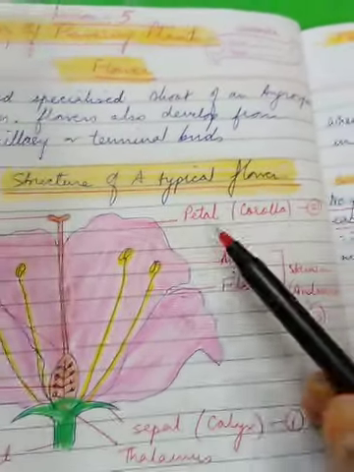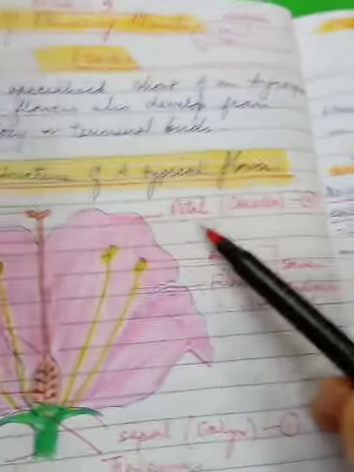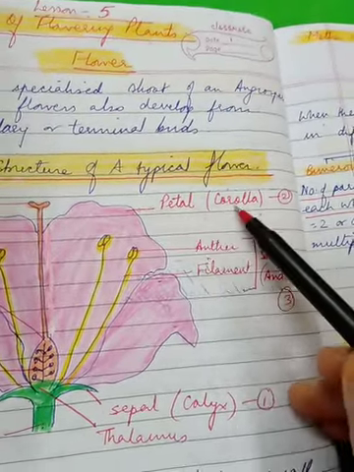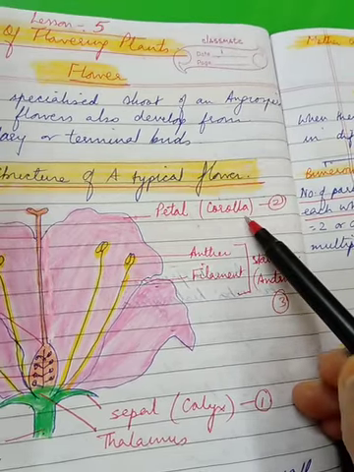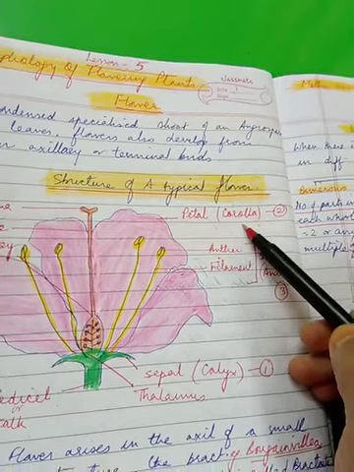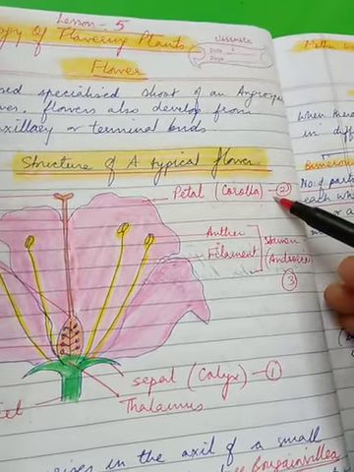Moving on to the second floral whorl is the colored part of the flower, and this is made up of petals, right? The collection of these petals, they are called corolla, and they are brightly colored so as to attract the insects for pollination. So this is the numbering I am writing. This forms the second floral whorl.